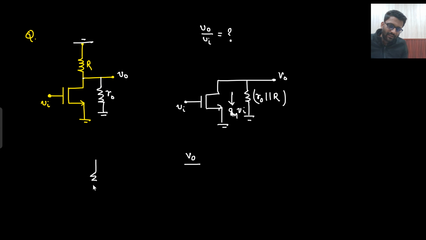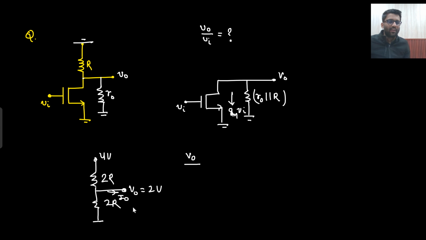Let's say I ask you this question: this is your 2R, this is your 2R, and this is your 4 volt. What is the potential here? What is the value of V0? You will say 2 volt. Will you say that sir, I will assume I0 current here? If you assume any I0 current here, then the answer will not be 2 volt, because all the current flowing in the 2R is the same current. Then also you can say there is 2 volt, no?